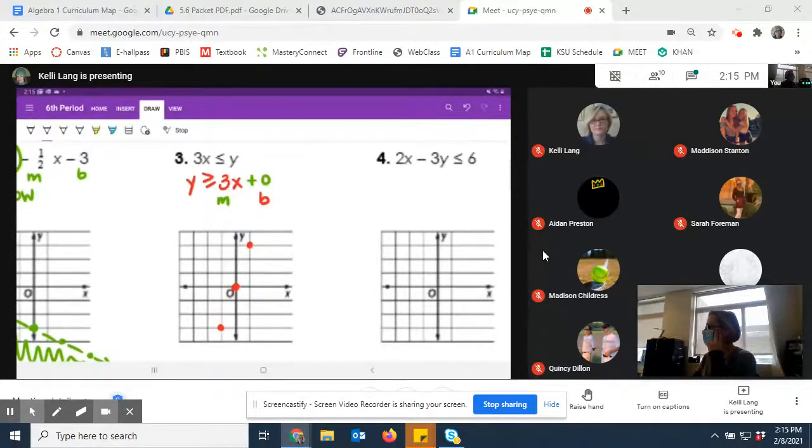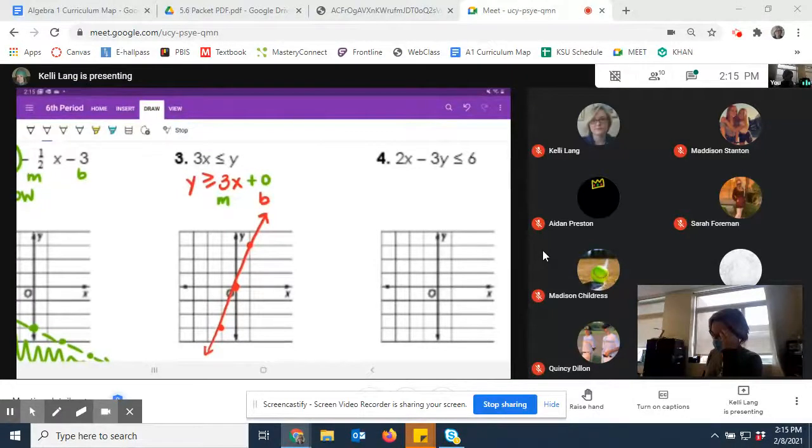Dotted line or solid line? Solid. Very good. So that's going to just look like a normal, regular, everyday line.